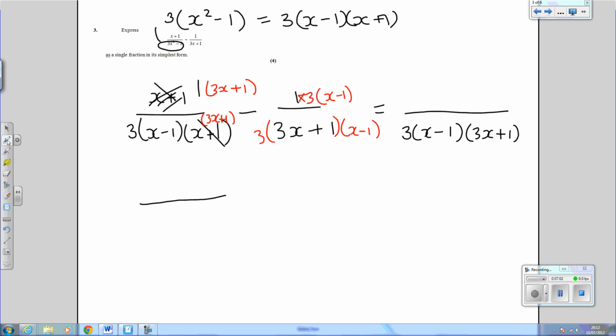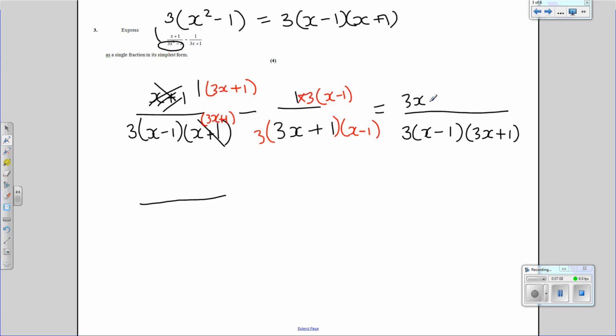I'm going to go back to my original colour. So on the top of this, it was 1 lot of 3x plus 1, which is just 3x plus 1. Now be careful here, because we're subtracting 1 lot of 3 lots of that, so basically 3 lots of x minus 1. So we're taking away 3x. And then be careful with this bit, because you're going 3 times minus 1, which is minus 3. Because you're taking it away, it's going to become plus 3. Quite a few people get this bit wrong here.